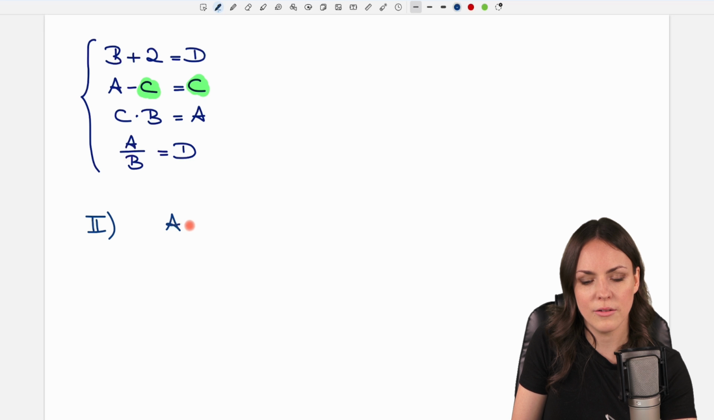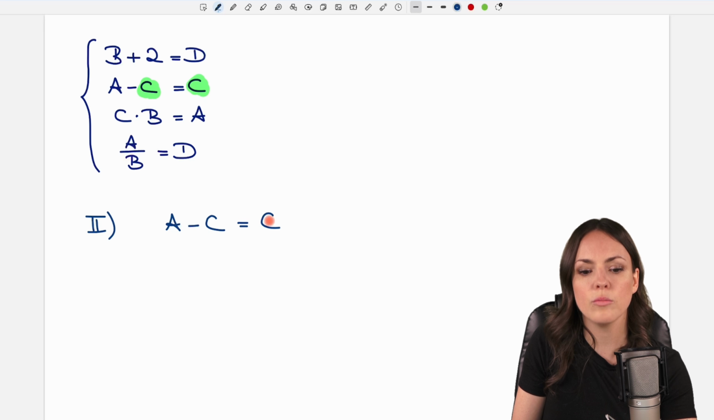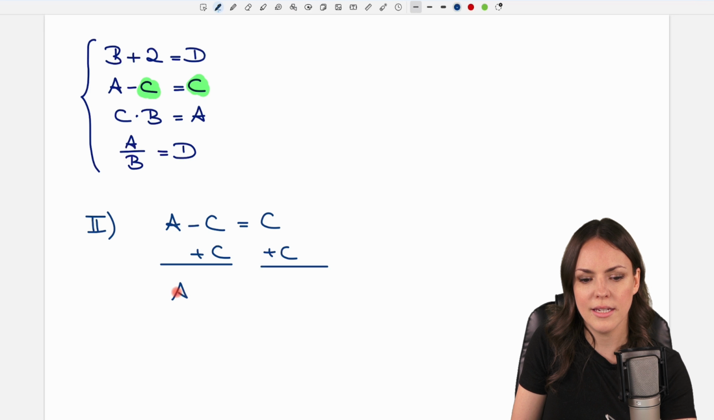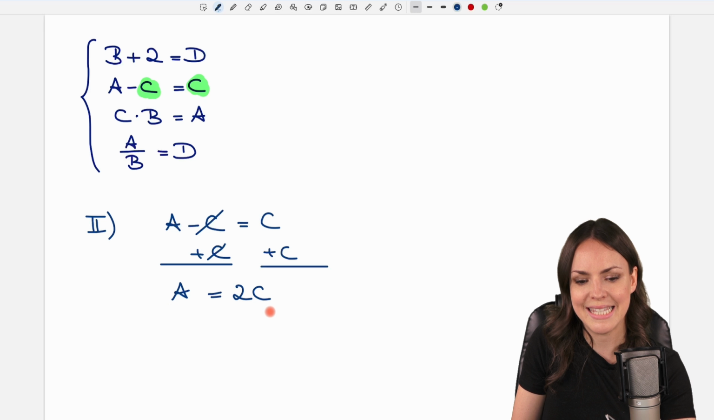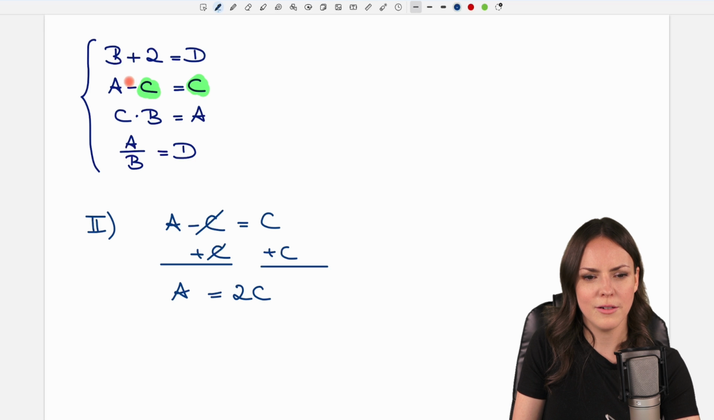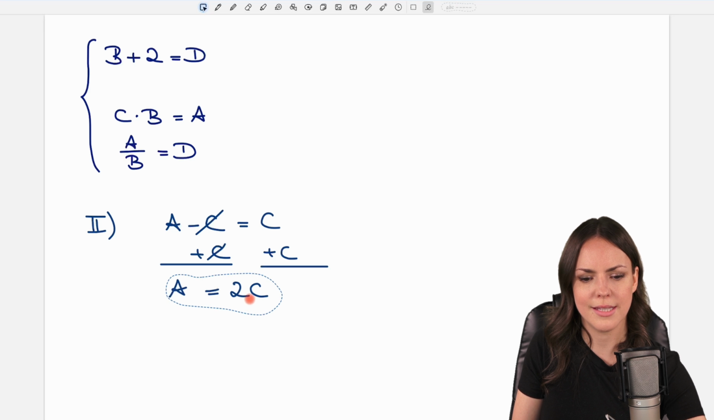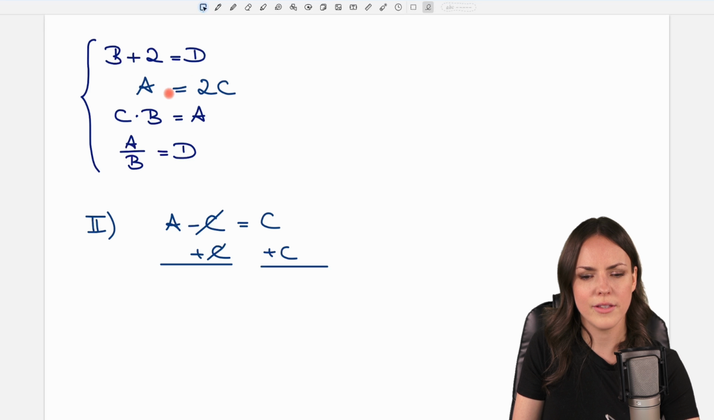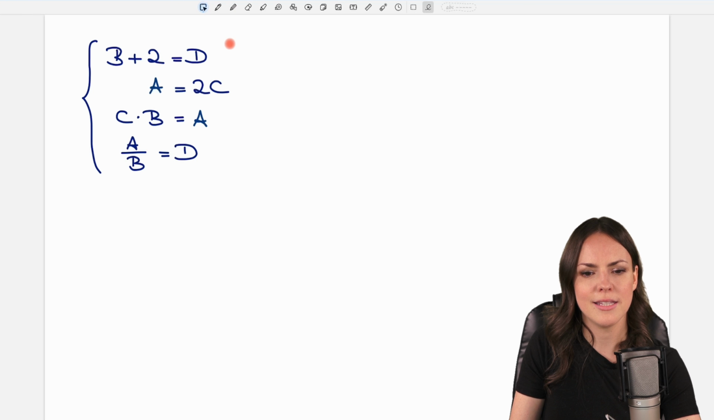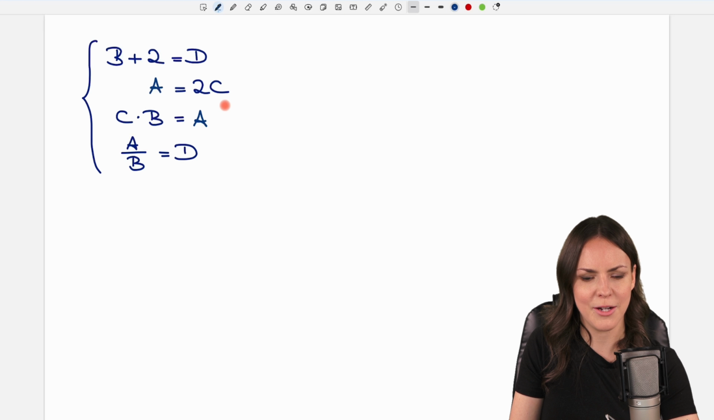I write it down as it is right now, but I want to bring this C to the other side, so I add C on both sides of the equation so that I have A here. This cancels out, and on the other side I have C plus C, which equals 2C. Okay, so from now on, instead of this second equation, I'm going to use this simplified version so that my system of equations looks like this now.